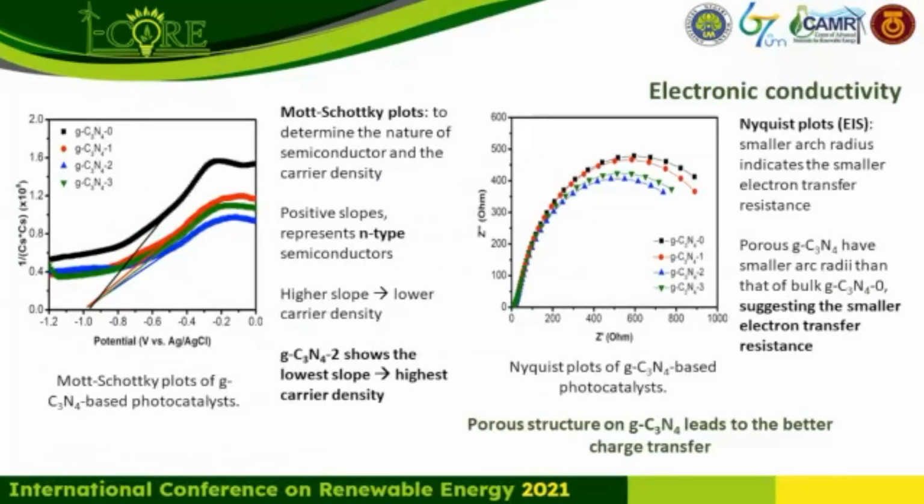Mott-Schottky plot to determine the nature of the semiconductor and the carrier density. A higher slope shows lower carrier density, so graphitic carbon nitride 2 shows the lowest slope, highest carrier density. Nyquist plot: a smaller Rct indicates smaller electron transfer resistance. Porous graphitic carbon nitride has a smaller Rct than that of bulk graphitic carbon nitride 0, thus having smaller electron transfer resistance. So the porous structure of graphitic carbon nitride leads to better charge transfer.